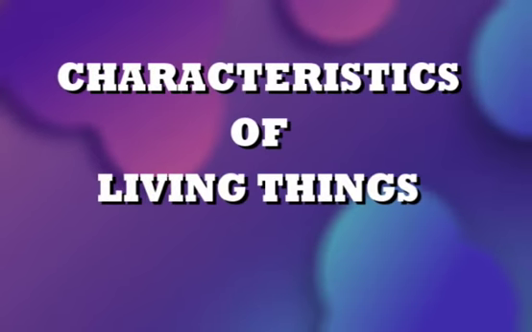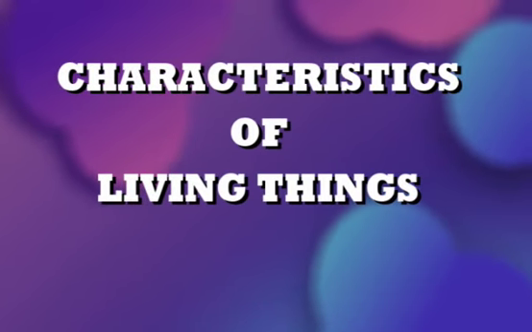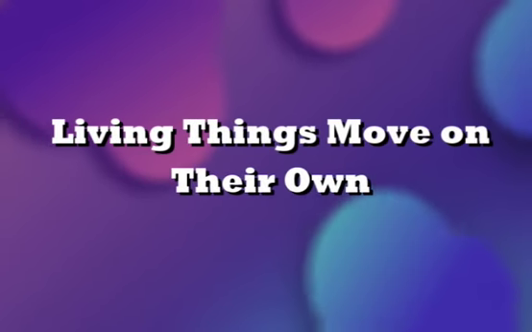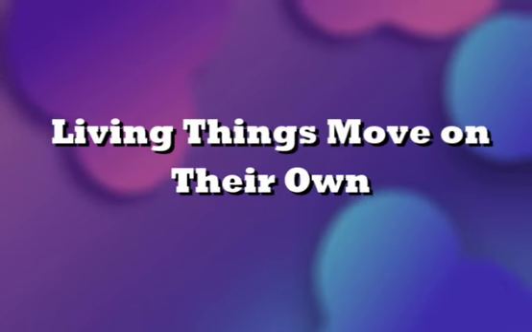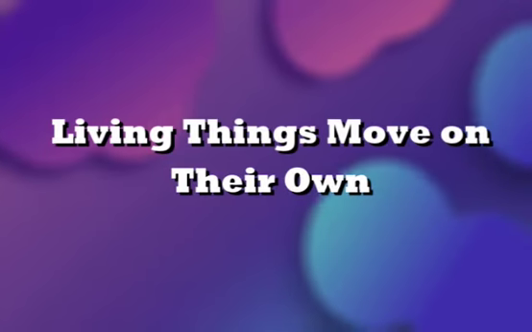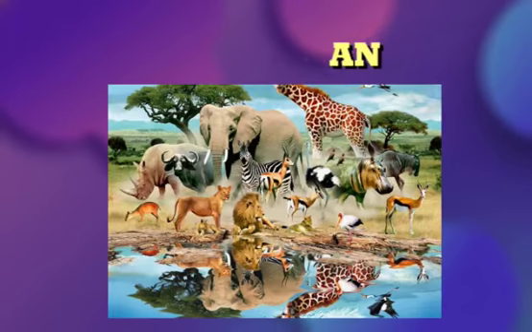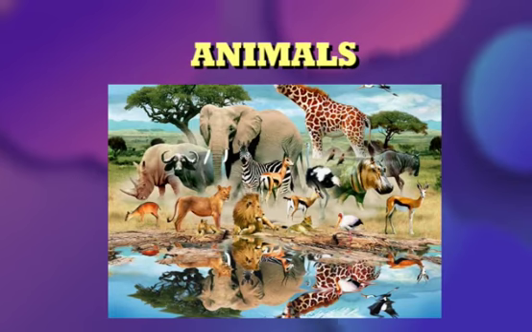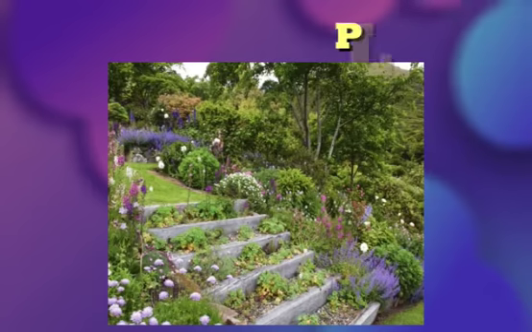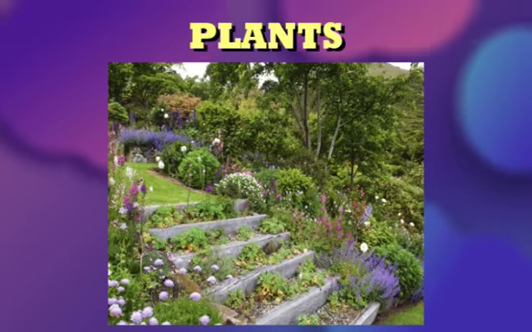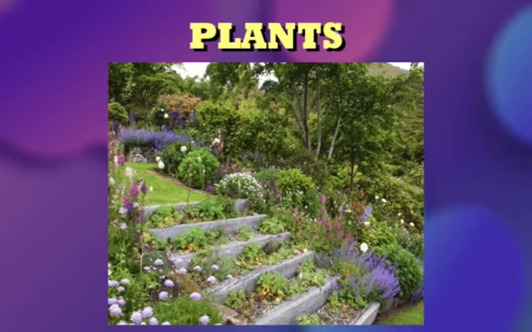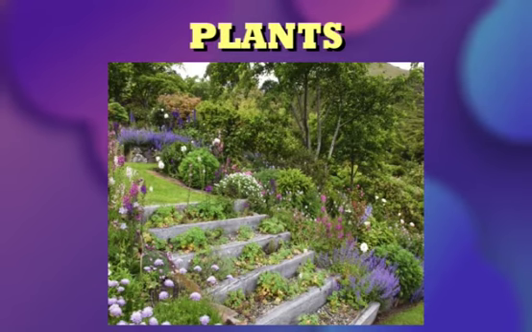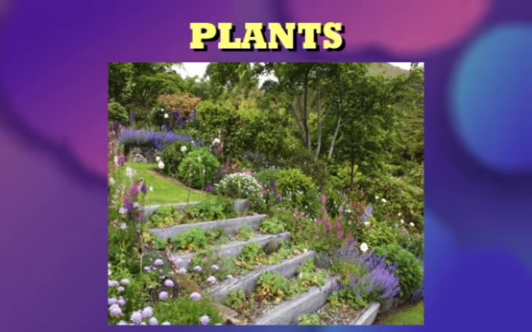So, we will see here the characteristics of living things. Living things have a few common features. Living things move on their own. We can see animals move in search of food and shelter and to escape from their enemies. Plants do not move around for food, and they make their own food. Non-living things normally do not move on their own.